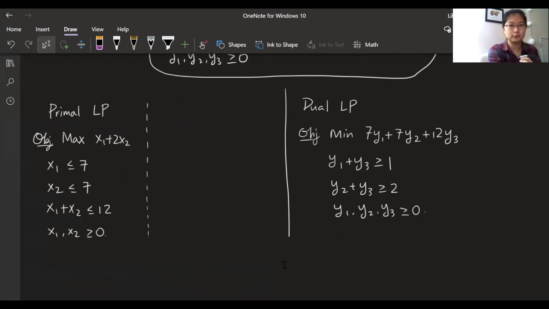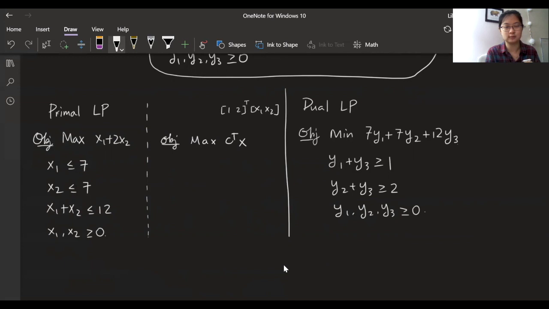I've written the primal and dual linear program here on the blackboard, and we can say that to generalize, this objective is just the max of c transpose x. So c and x are vectors. These c's are just 1 and 2. So here c is 1, 2, and then x is x1, x2.